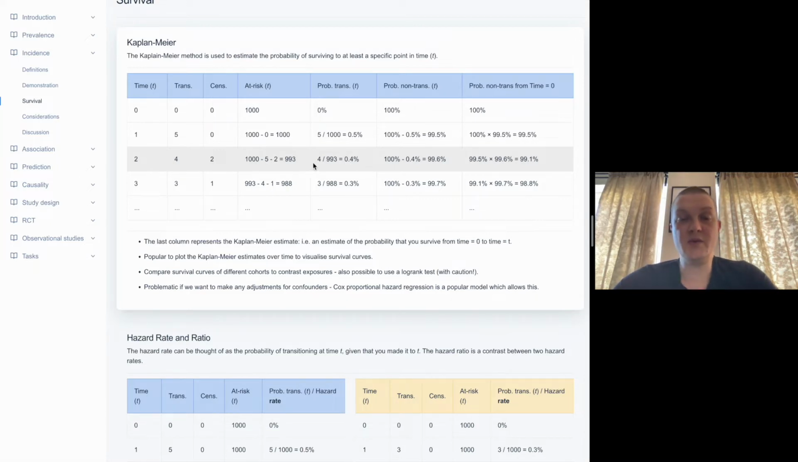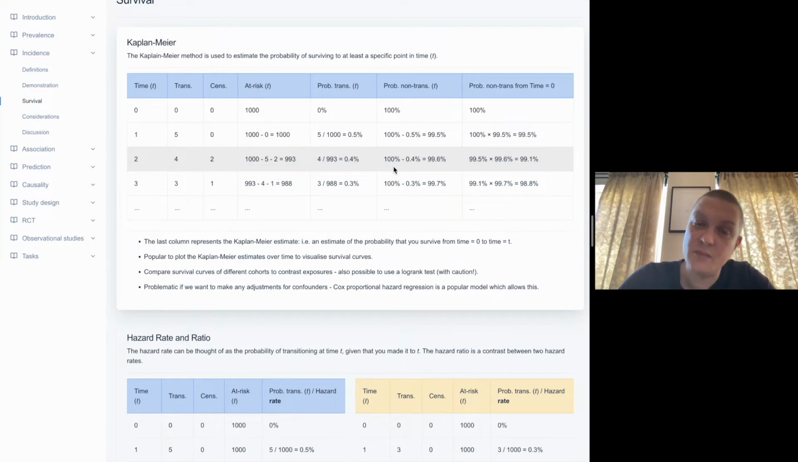So this is kind of crucial to understand that the probability of transitioning that we're calculating here is based on you making it this far. So I'm saying that the probability that you're going to transition at time 2 is 0.4%. But that sort of includes the idea that you have to make it to time 2. So the probability of transitioning given that you made it to time 2. This is what is often referred to as a conditional probability. It's a probability that applies conditioned on that you made it this far.